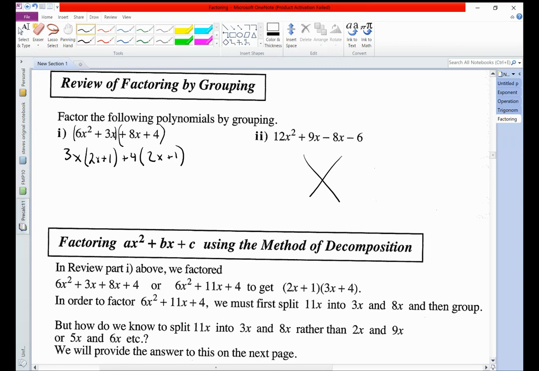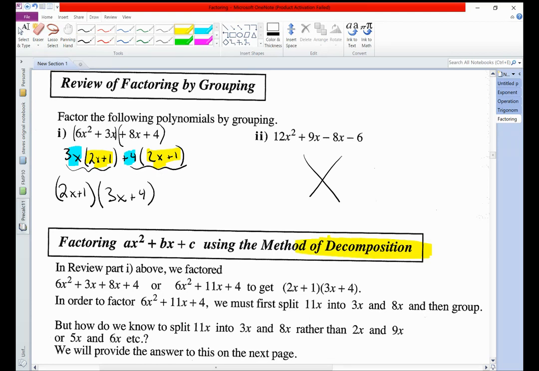So now you can see that this binomial and this binomial match, and what we're left with is those two. So if I factor that 2x plus 1 out of both terms, term 1 and term 2, I'm left with 3x plus 4. So that's factoring by grouping. And we are going to use that when we look at decomposition.